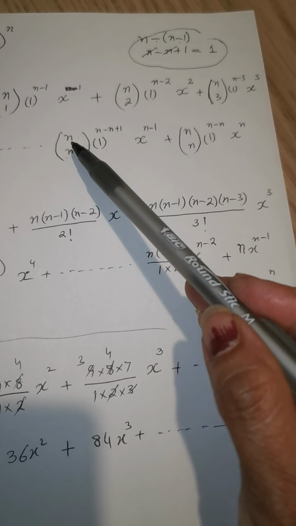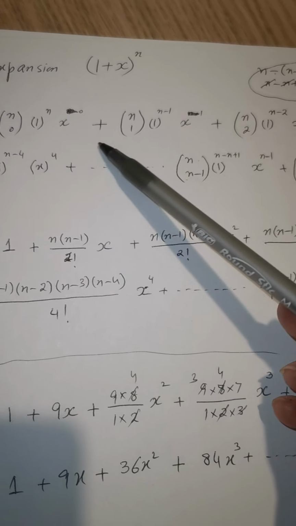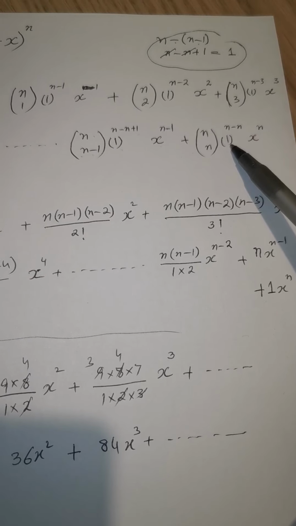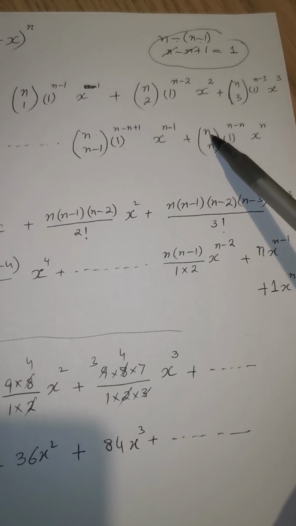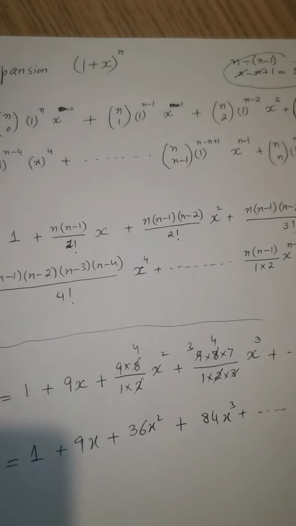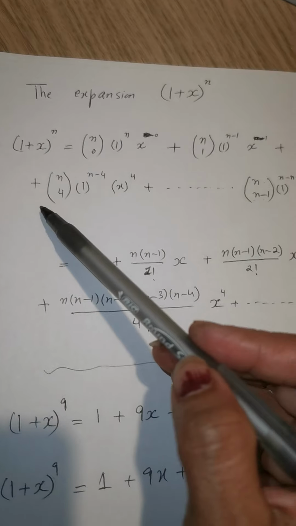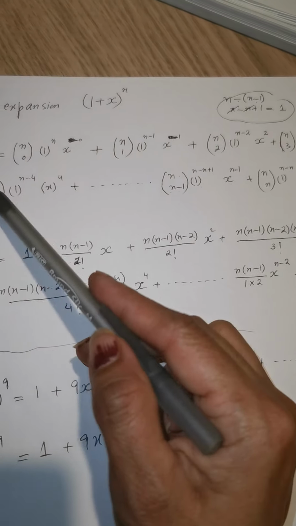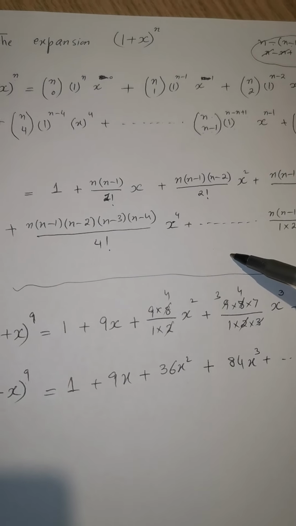Similarly, the last term will become nCn, because it starts from 0 and goes towards n, right? So for nCn, the first term's power will become the difference of these, and the second term's power will be this, which is n. So in this case, we will expand this one. If you can understand this first thing, in the first 5 minutes of this video, how we write this expansion, you can easily solve whatever type of questions you have, right?